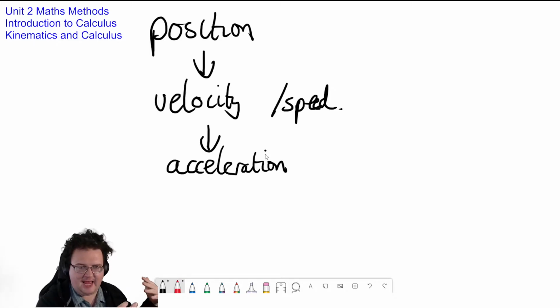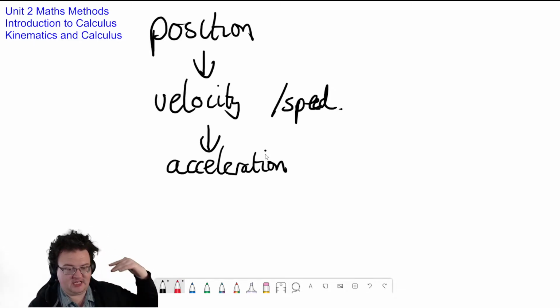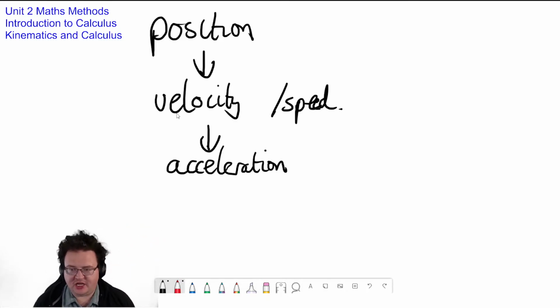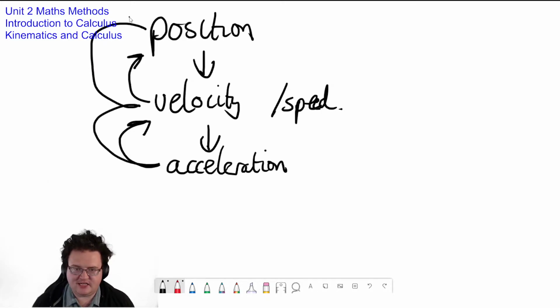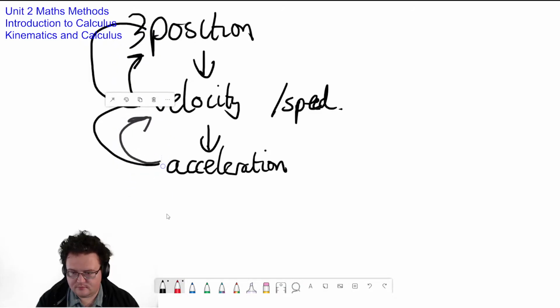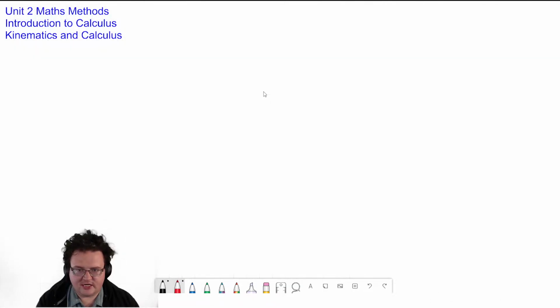Well, just as anti-differentiation can go from a differential equation to the original function, we can use anti-differentiation to go from velocity back to position, or acceleration back to velocity, or even better, acceleration back to velocity back to the position. And in a lot of cases, they will give you enough information that you can work out something's position. So let's look at an example.